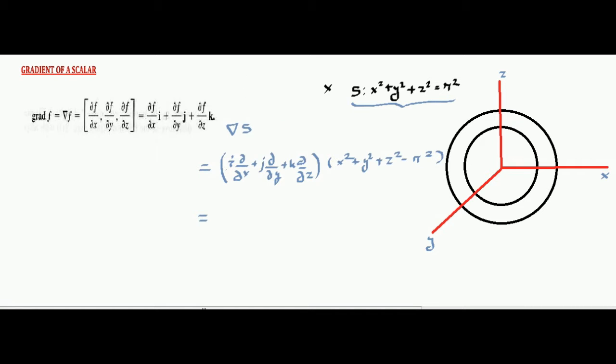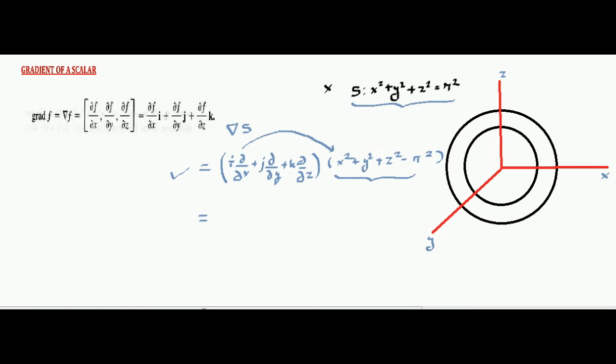So in this equation you see I have acted the gradient on the scalar function S, and this scalar function represents a system of spheres. Let us see when we act the gradient what answer we get. Please understand that the del by del x will act only on x square because there are no other terms in x. Similarly, del by del y will act on y square and del by del z will act on z square. When they act on r square, since r is constant, it will be 0.